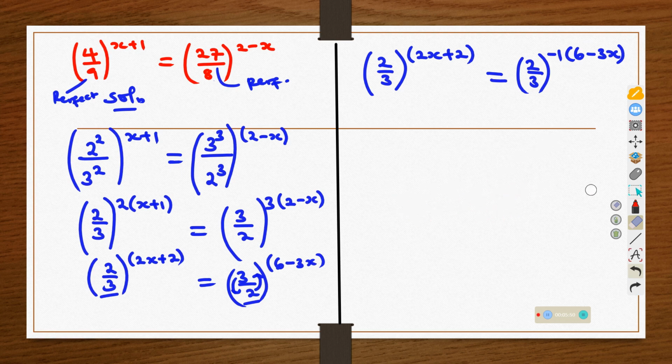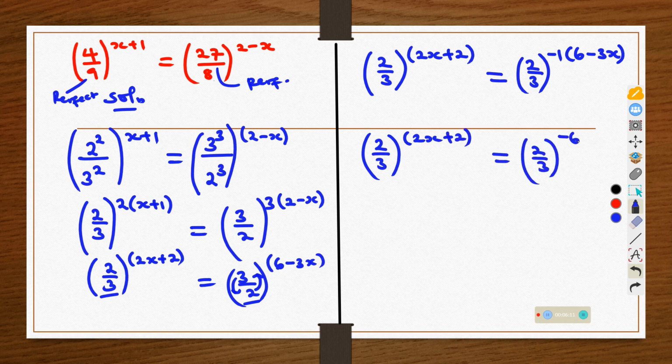So for that case, we shall have 2 over 3, 2 over 3, and we are doing that such that the bases are the same. So in other words, we are having 2 over 3 to the power of 2x plus 2, which is the same as 2 over 3 to the power of negative 6 plus 3x. Since the bases are the same and you are equating, it means the powers must also be the same. So this will imply that 2x plus 2 is equal to negative 6 plus 3x.